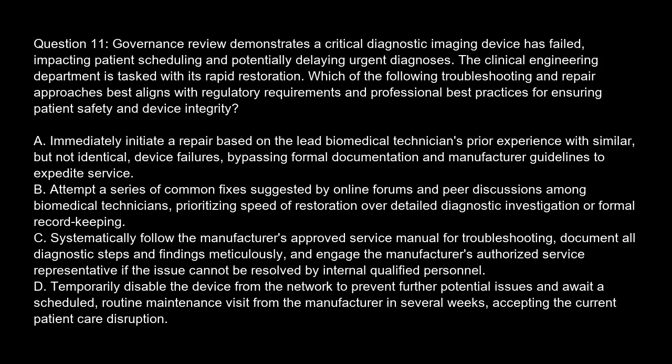Option C. Systematically follow the manufacturer's approved service manual for troubleshooting, document all diagnostic steps and findings meticulously, and engage the manufacturer's authorized service representative if the issue cannot be resolved by internal qualified personnel. Option D. Temporarily disable the device from the network to prevent further potential issues and await a scheduled, routine maintenance visit from the manufacturer in several weeks, accepting the current patient care disruption.